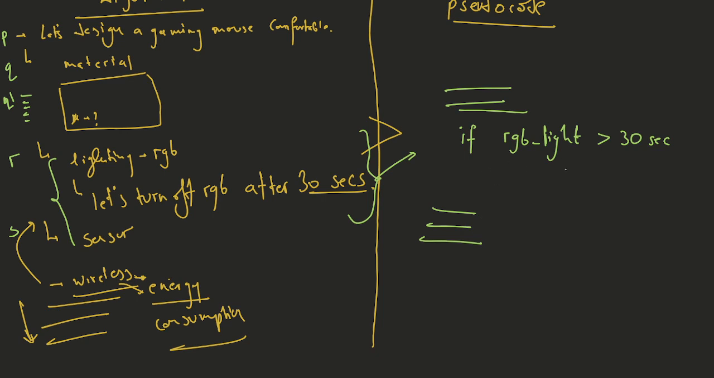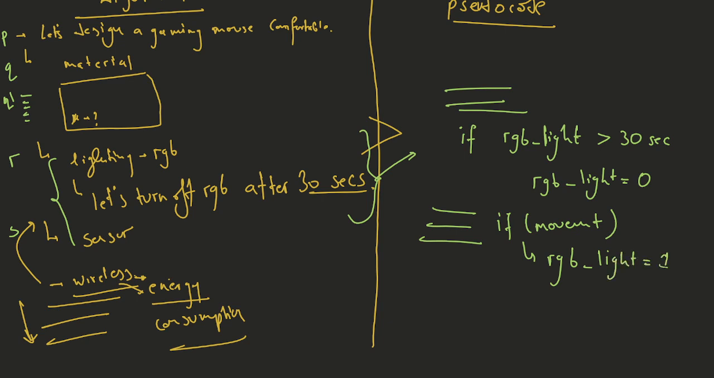But let's try to turn it off, and as soon as that happens, RGB light becomes zero, maybe null. And as soon as movement occurs, you can start creating more and more complexities here. So if movement occurs, then RGB light equals 1. I'm saying just 1 for high and low current. 1 means turn on. Why 1 and 0? Because in a computer we only have ones and zeros, and these are nothing but high voltage and low voltage, nothing else.